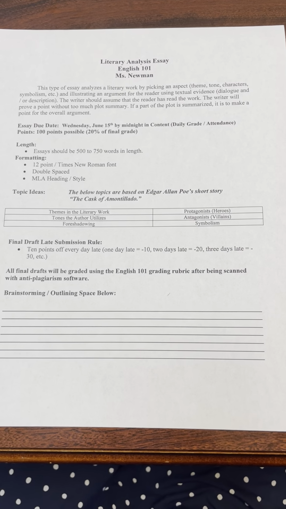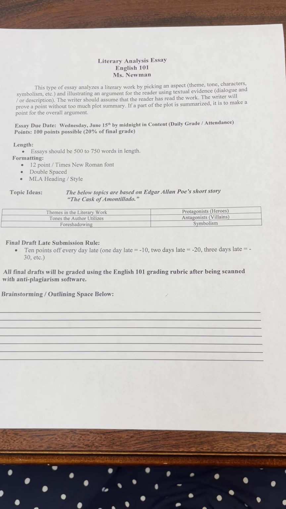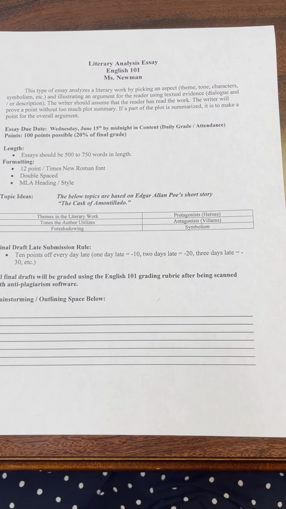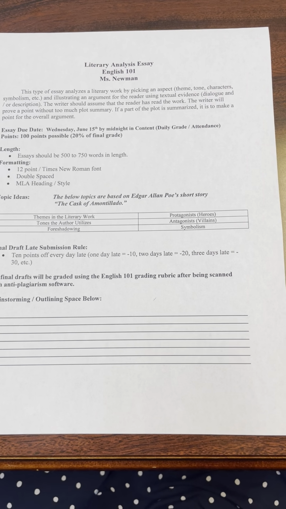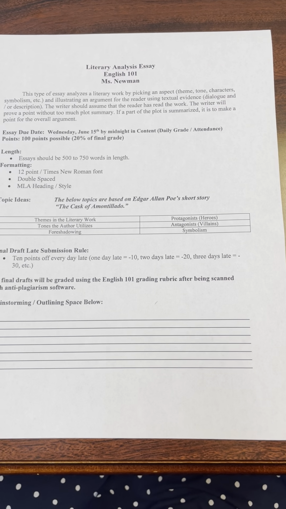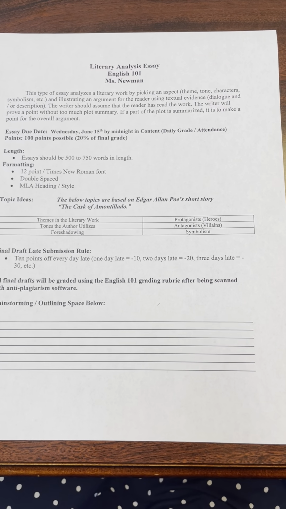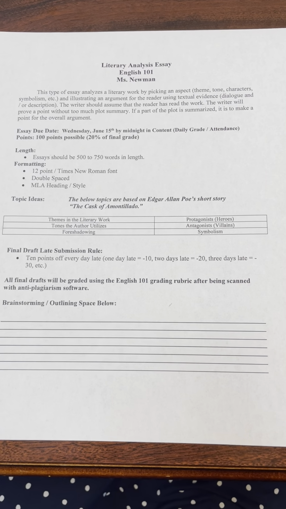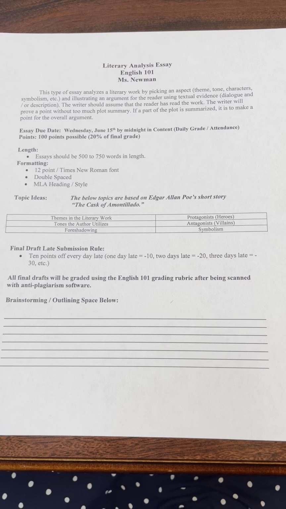The writer should assume that the reader has read the work, and that's very important. You don't have to summarize the entire story, just summarize the parts that are most important for your argument. So just assume that the reader has already read the short story. The writer will prove a point without too much plot summary. If a part of the plot is summarized, it is to make a point for your overall argument.